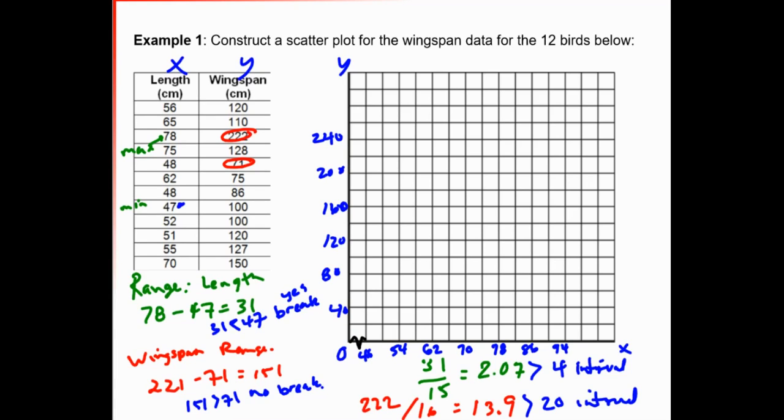Now, once we've done this, now we can start to plot the points. And this takes some time. So what are we going to use? Different color. We'll use purple here. All right. So we have to go point by point. So first one at 56 and 120. Okay, there I got that point. At 65, we're thinking 65 is around here. 65 and 110.